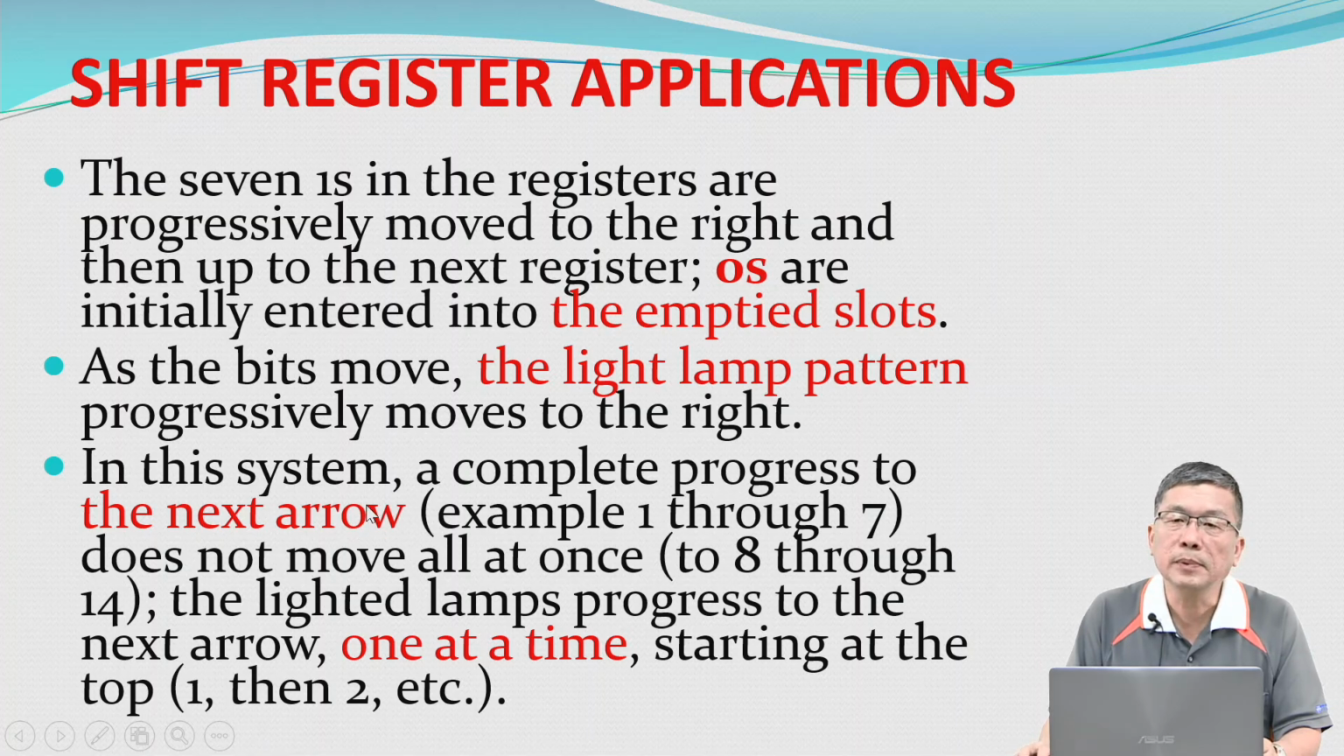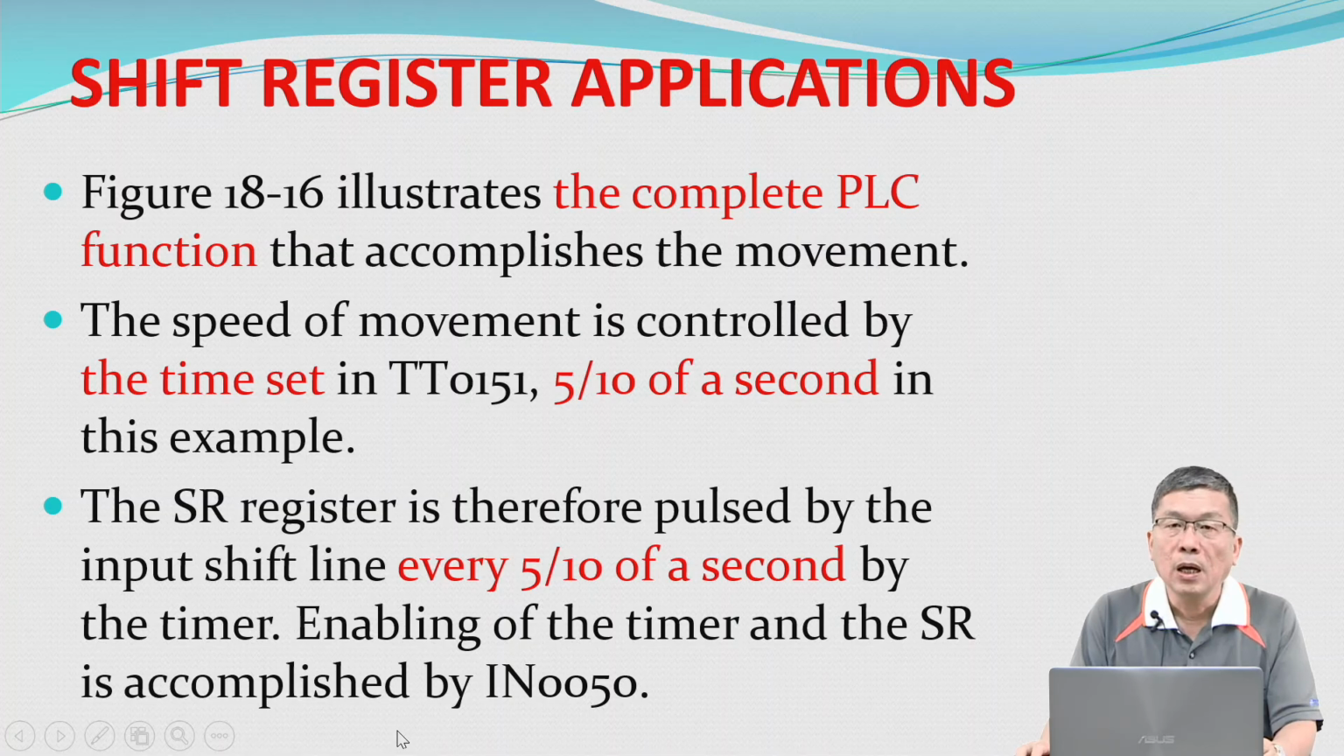In this system, a complete progress to the next arrow, for example 1 through 7 to 8 through 14, does not move all at once. The lighted lamps progress to the next arrow one at a time, starting at the top, 1, then 2, and so on. Figure 18.16 illustrates the complete PLC function that accomplishes the movement.